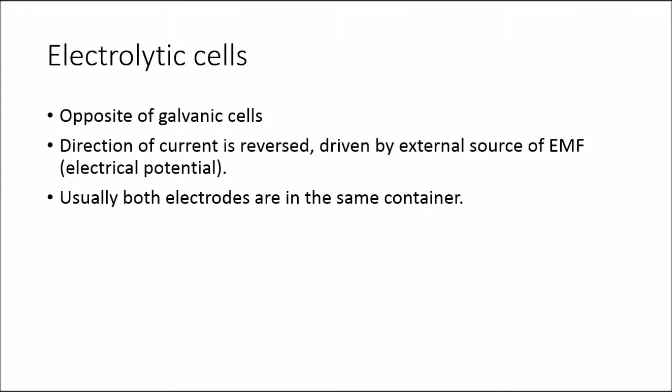With electrolytic cells, often the electrodes are in the same container, so we don't have the two half cells that we have in galvanic cells, although sometimes you will get this if you want to capture two different products and separate them from each other.